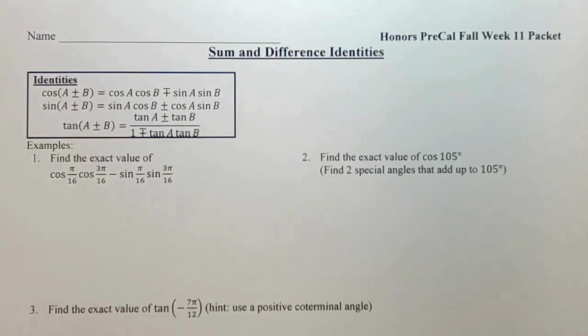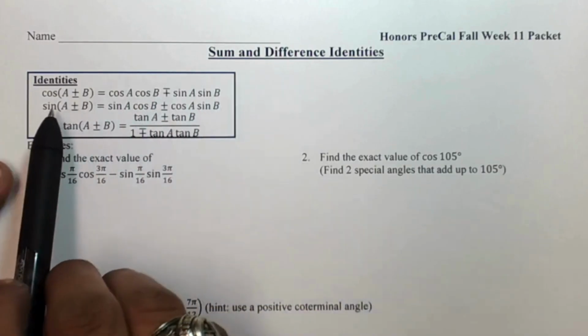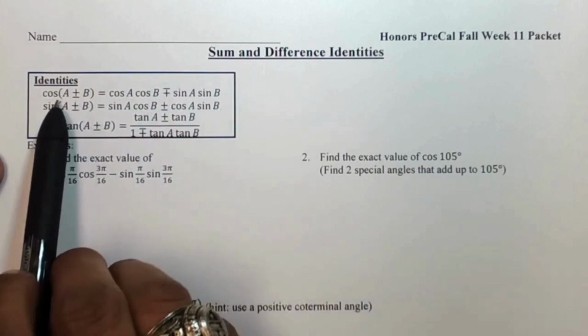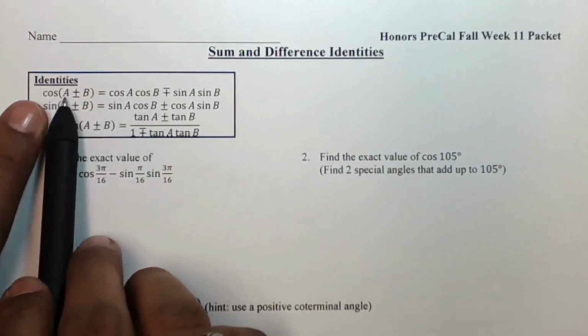So, what we're going to be introducing today are some new identities. These are called the sum and difference identities because we're adding or subtracting angles on the inside of sine, cosine, and tangent. If we were talking about secant, cosecant, and cotangent, we would just be doing the reciprocals of these. So, let's look at cosine.